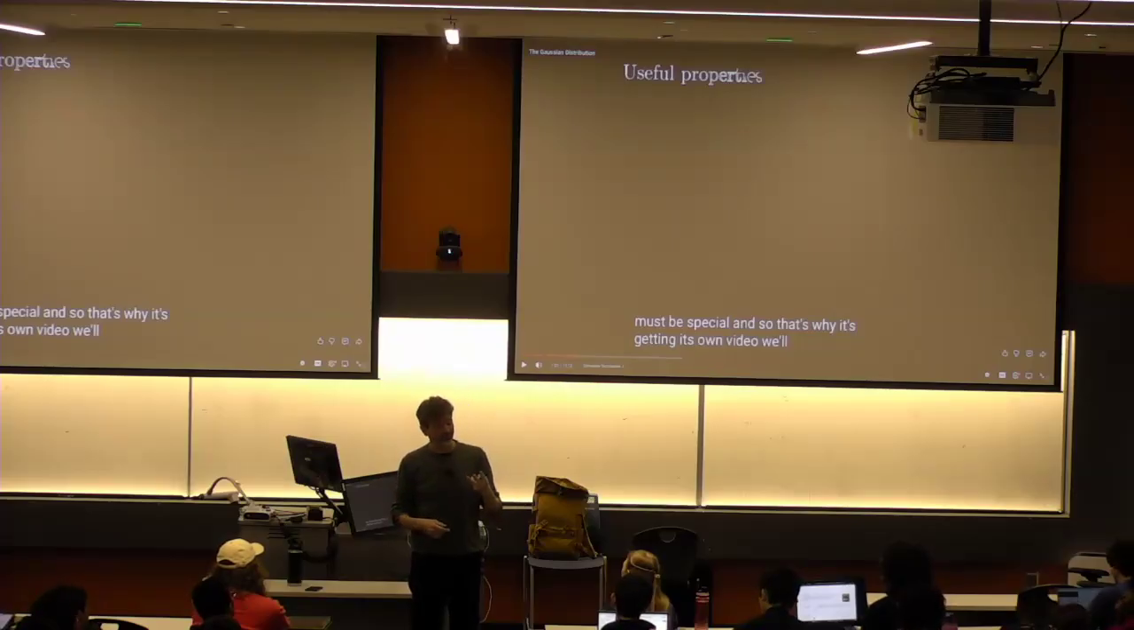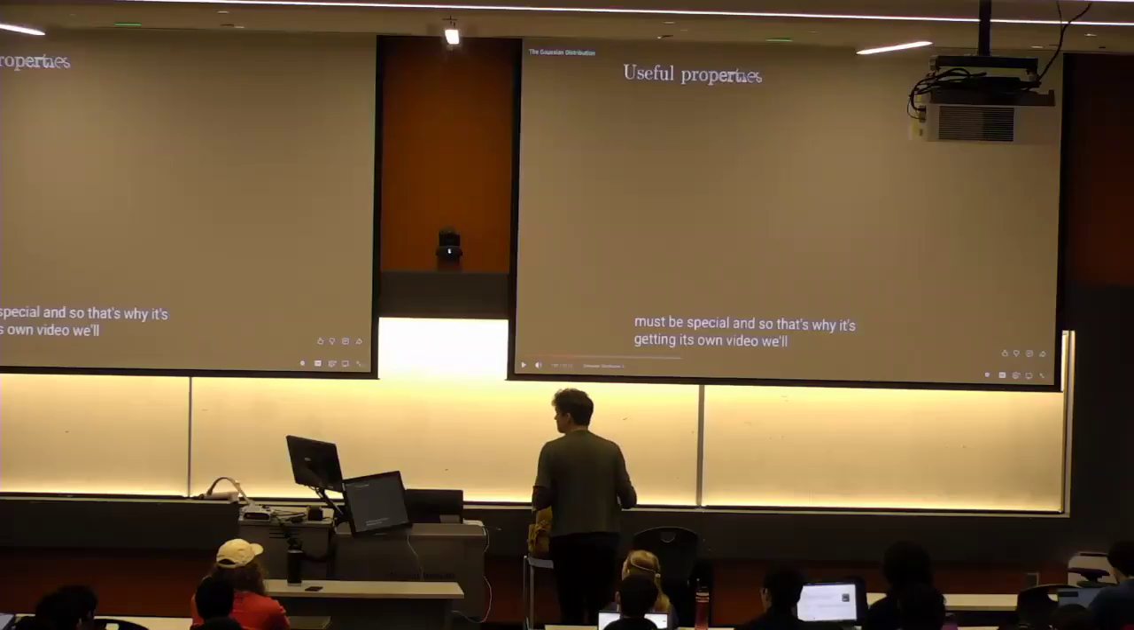There's essentially three things that make the normal distribution really interesting. And the first one is this one, that it actually does appear in nature pretty regularly.